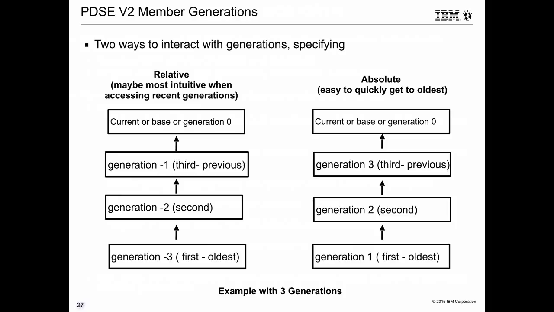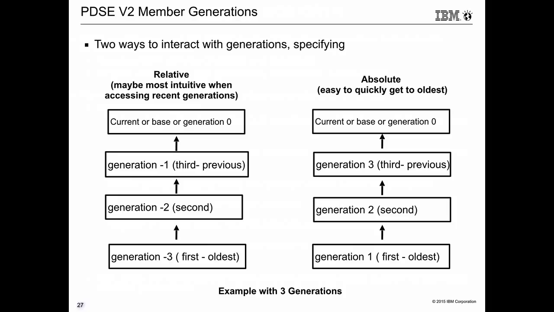Okay, the next chart talks about the way you would address generations. There are two ways, either via relative addressing or absolute addressing. And I prefer relative addressing. Absolute says that, as always, the current generation is generation 0, and generation 1 is the oldest, with the numbers going up from 0. Generation 2 is the second oldest, generation 3 is the third oldest, and all the way up to 0 in this case.